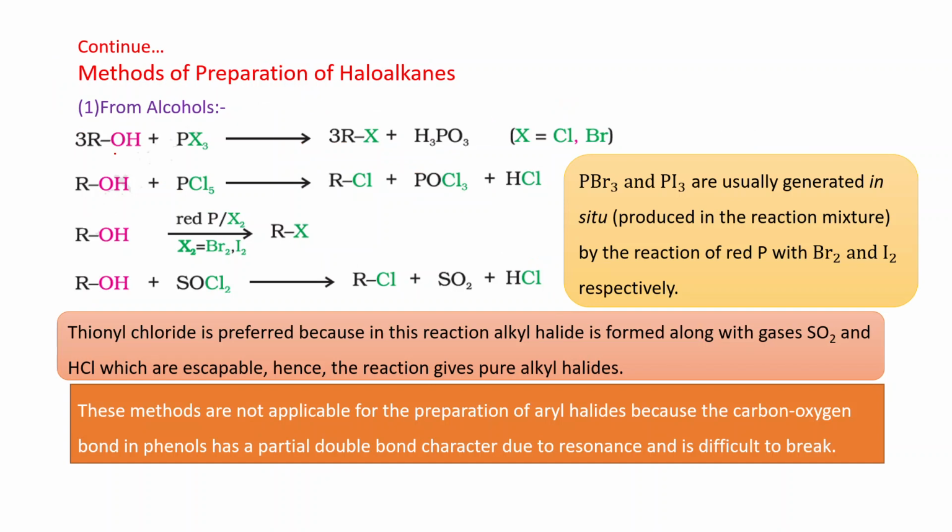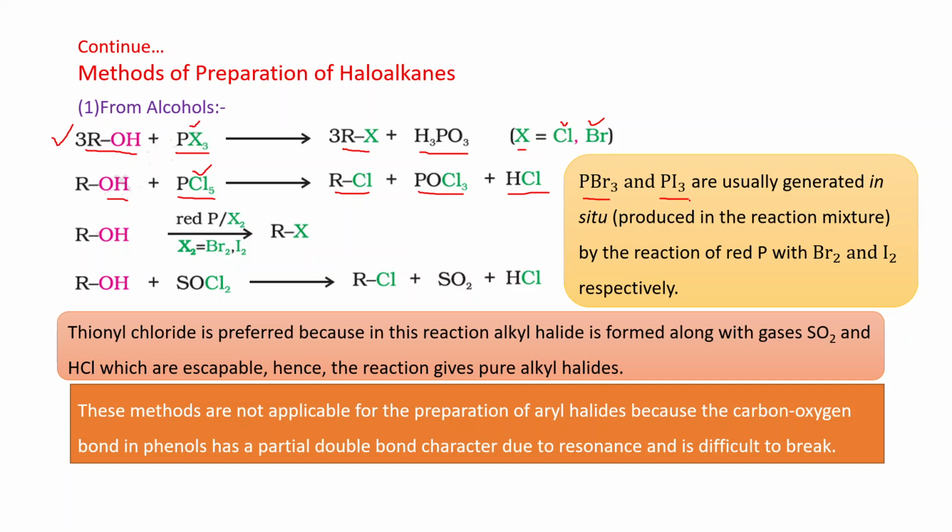Alkyl halide can also be prepared by using phosphorus trichloride and phosphorus pentachloride. The reaction is like this. 3 molecules of ROH, when reacted with PX3, the OH is replaced by X and we will get RX plus H3PO3. In this case, X may be Cl or Br. OH may also be replaced by Cl using phosphorus pentachloride, and the products are RCl, POCl3 and HCl.